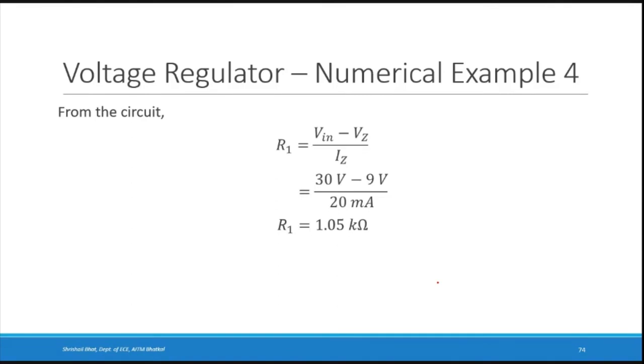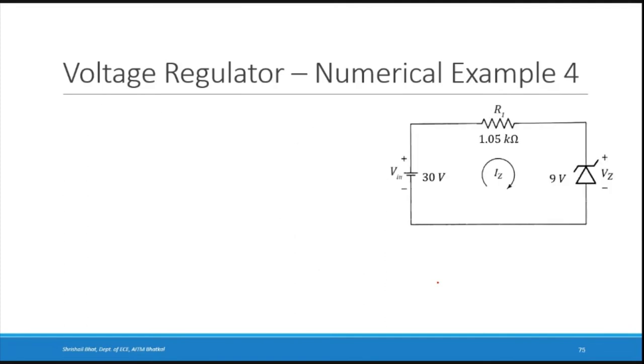Now, what you're asked to do for the circuit, now R1 you have found. Now, if input drops to 27, what will be the current? This is the circuit that you have got. Now, if input drops to 27, from 30 it will become 27. If it becomes 27, what will be the new current that you are asked to find? Now, if V in is 27, what will be the current?